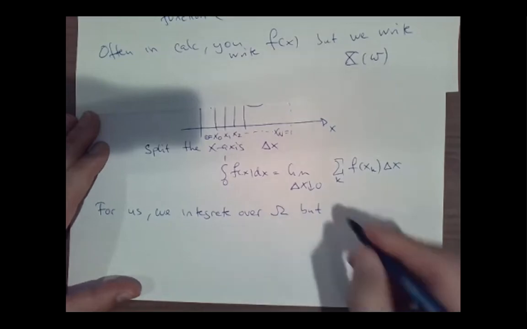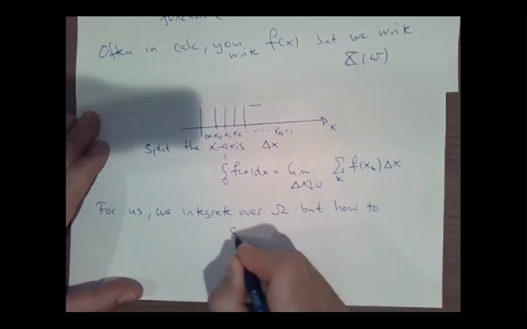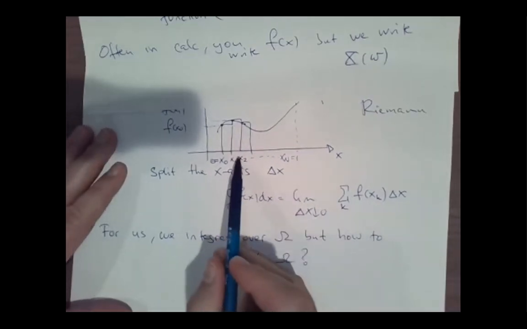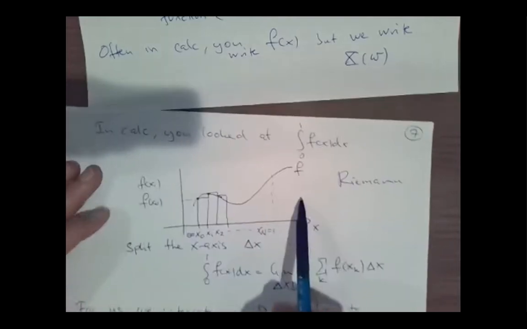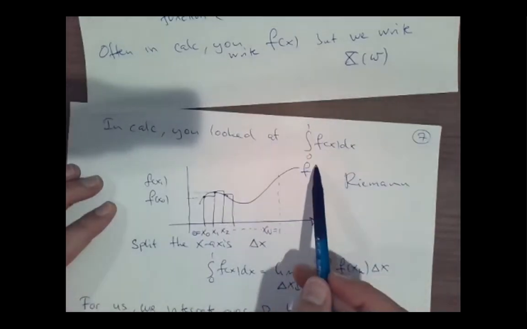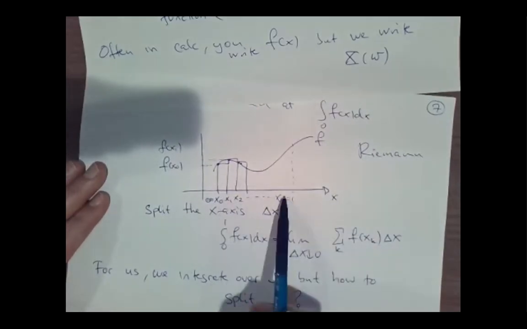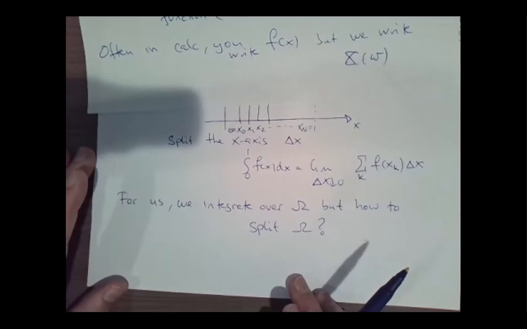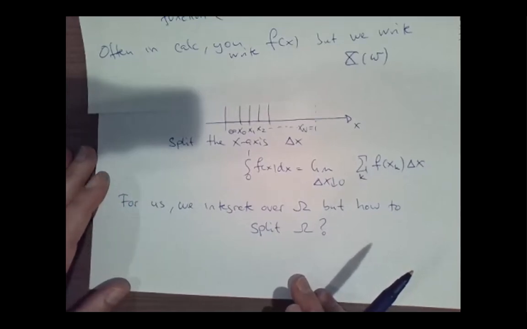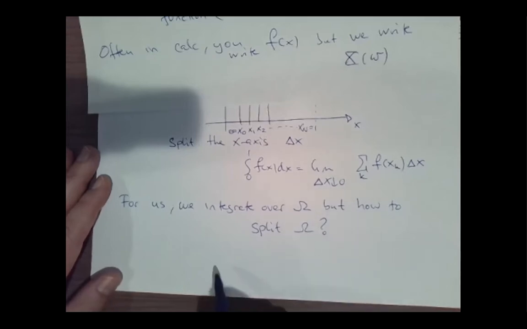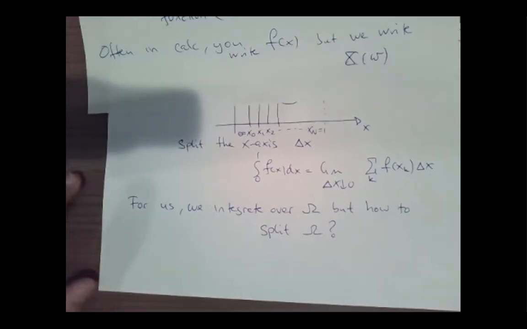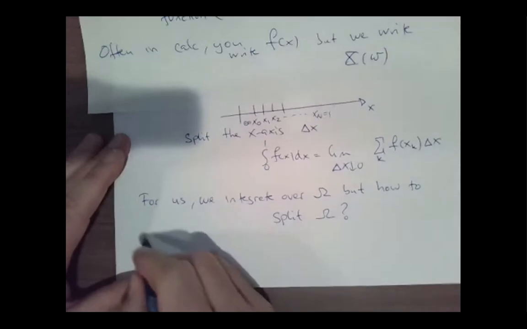But how do we split? How to split omega? It was easy here because you were looking at the interval 0 to 1. So how do you split the interval 0 to 1? Well, you throw in a bunch of points equally distanced delta x. But how do you split omega? That is just a problem. We don't. So Lebesgue's idea.